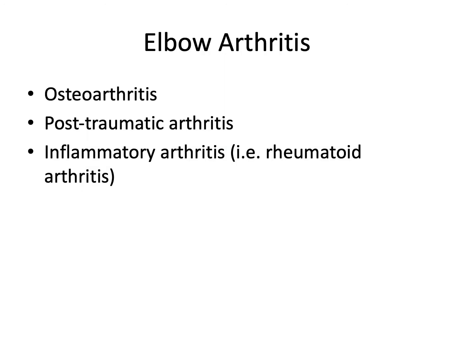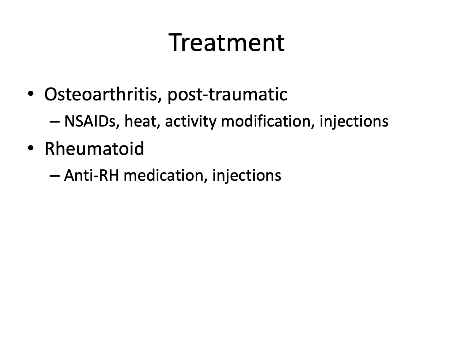Elbow arthritis can be osteoarthritis, post-traumatic arthritis, or inflammatory arthritis. Treatment of osteoarthritis and post-traumatic arthritis consists of anti-inflammatories, activity modification, heat, steroid injections, and with rheumatoid arthritis, in addition to that, anti-rheumatoid medications.